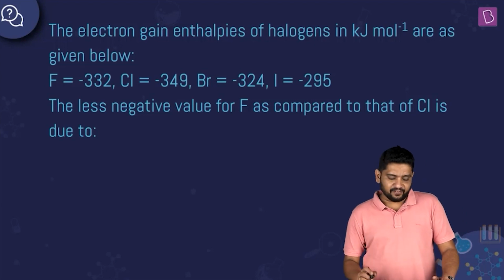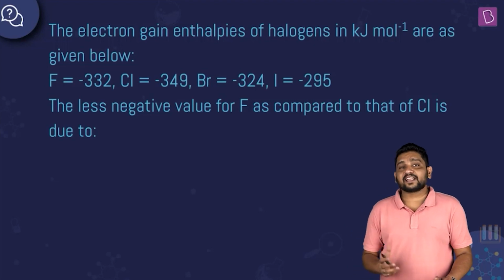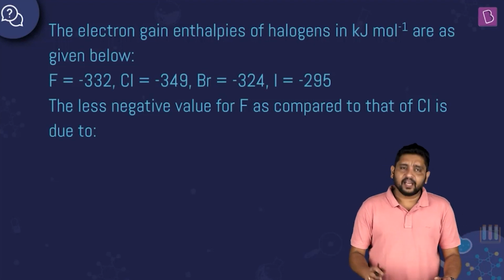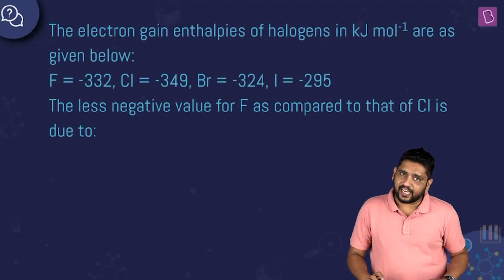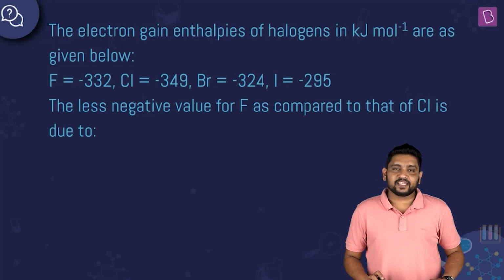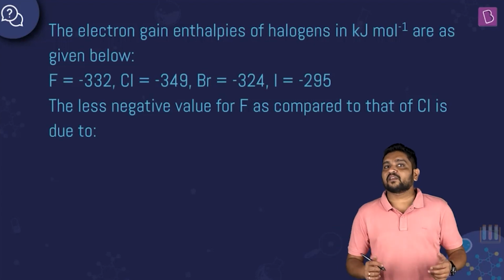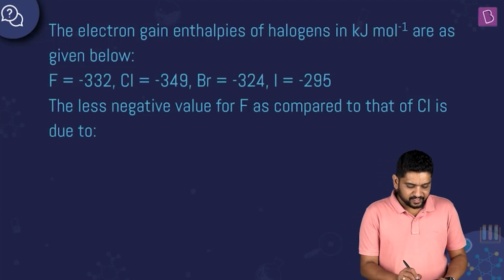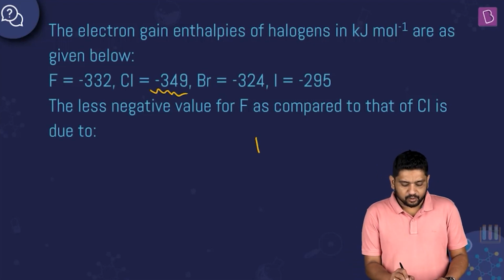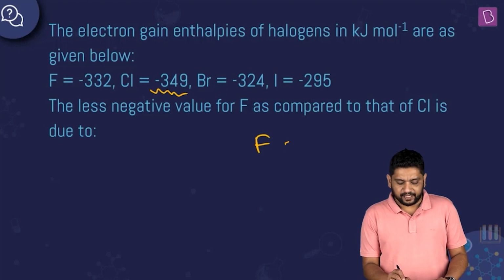Halogens have a decently high value of electron affinity, and their electron gain enthalpies are large negative values, right? Ideally, I would expect that fluorine should have the highest electron affinity and hence the largest negative value of electron gain enthalpy. But what we are seeing is that the largest negative electron gain enthalpy in magnitude is that of chlorine. Why is that so? That is because of 2p, 3p.